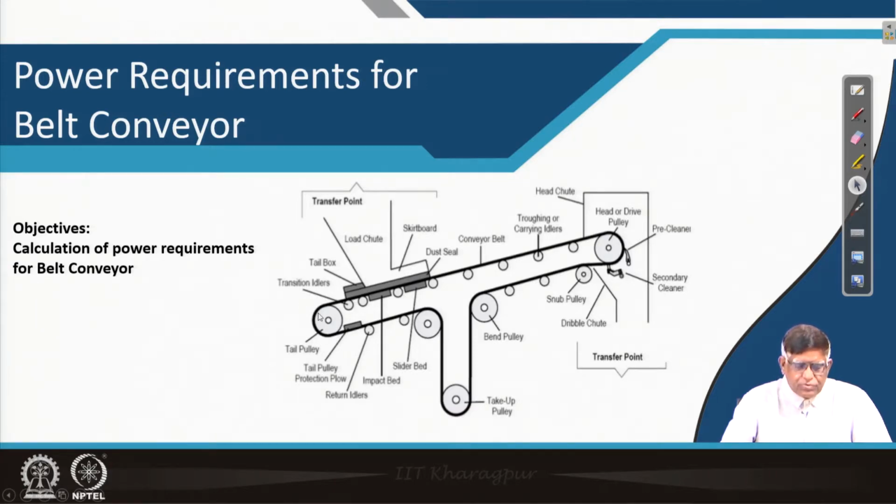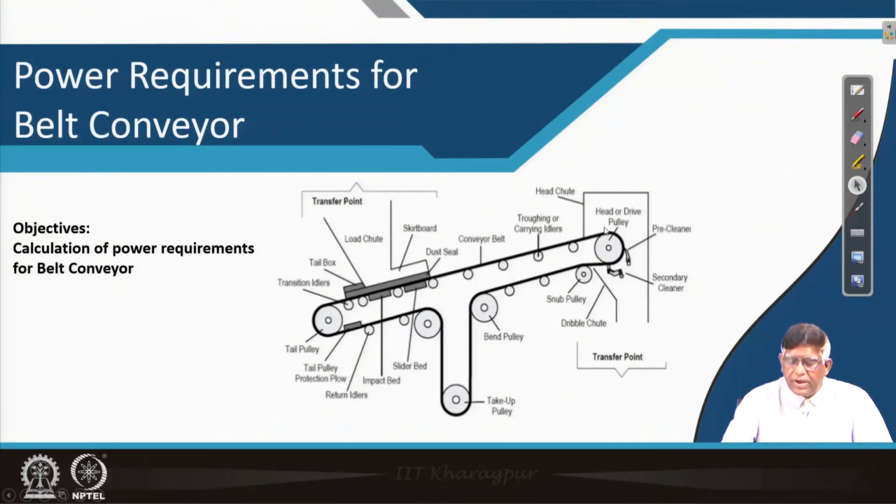So, you will have to overcome these frictions at the bend pulleys and at the take-up pulleys, and then it will have to carry the material. The material load will be coming all along over here. When it is being loaded, it is continuously spread over here, and the total weight will be coming over here.